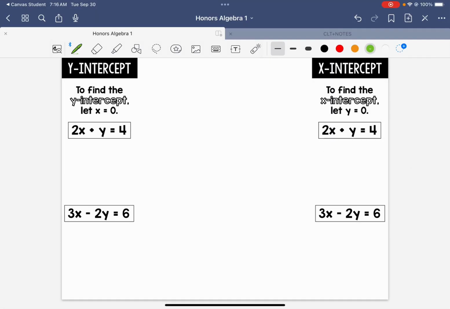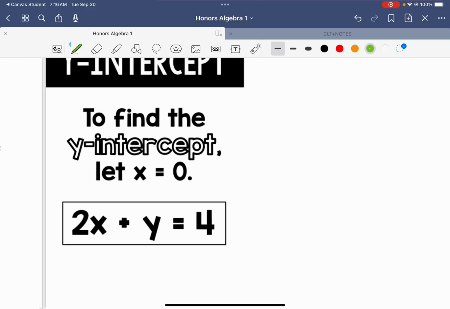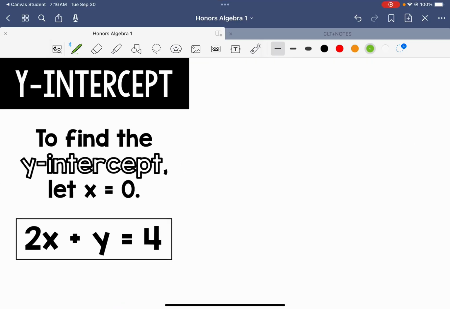Okay, guys, today we're going to talk about x and y intercepts and how to use them to graph a line, which is really great. Let's start with the y-intercept. So the first thing we need to know is what is an intercept?